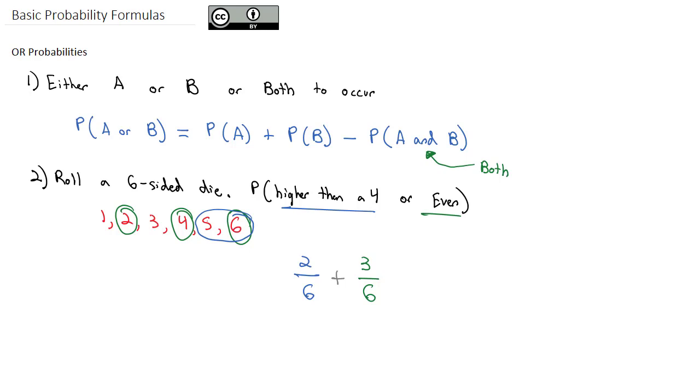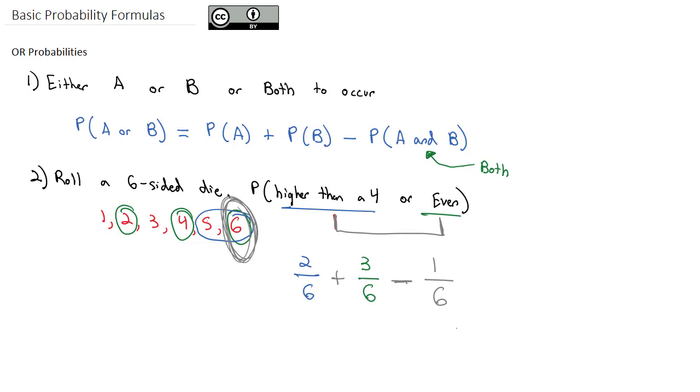The problem with this method is it double counts the ones that are both higher than 4 and even, both of them at the same time. So we're going to subtract off where they both occurred at the same time. And if you notice in my little diagram, the number 6 was in both groups. There is one number out of 6 that occurred in both groups. So we have to subtract that one off.